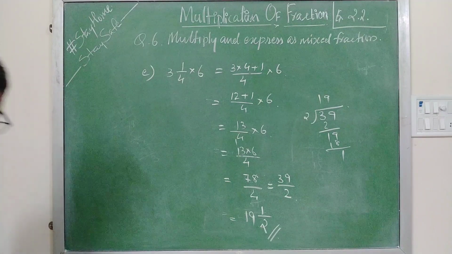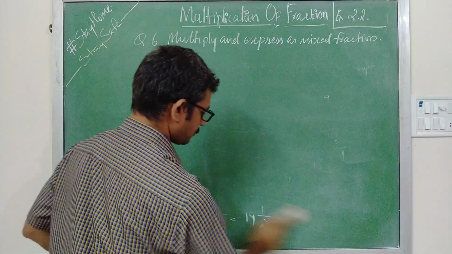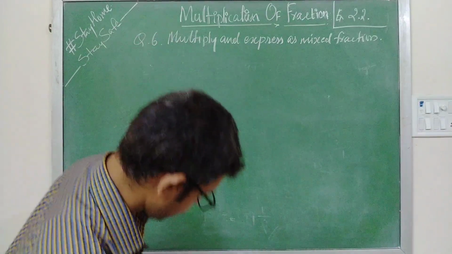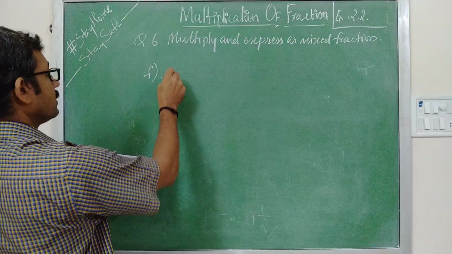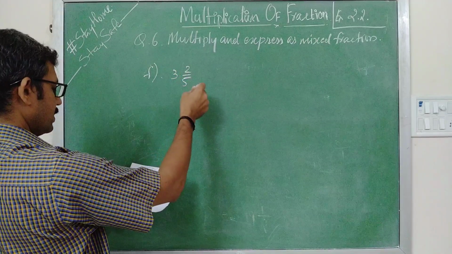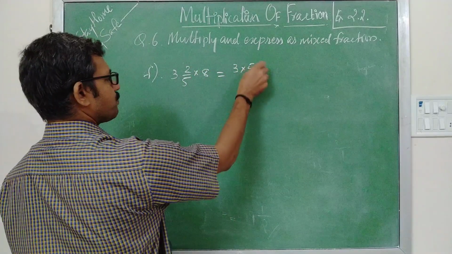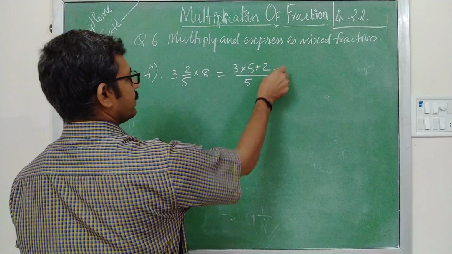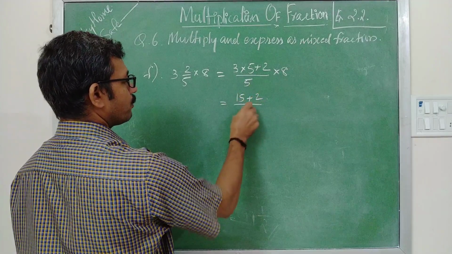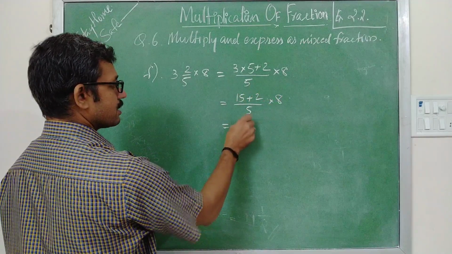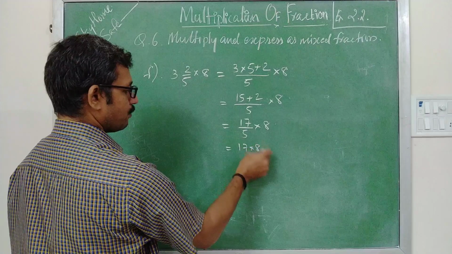Fine. We'll go to the other sum. Here it is F, that is 3 integer 2 upon 5 into 8. It is the same thing: 3 into 5 plus 2 upon 5, into 8. So which is equal to 3 fives are 15 plus 2 upon 5 into 8, that is 17 upon 5 into 8. Then we can write it as 17 into 8 upon 5.